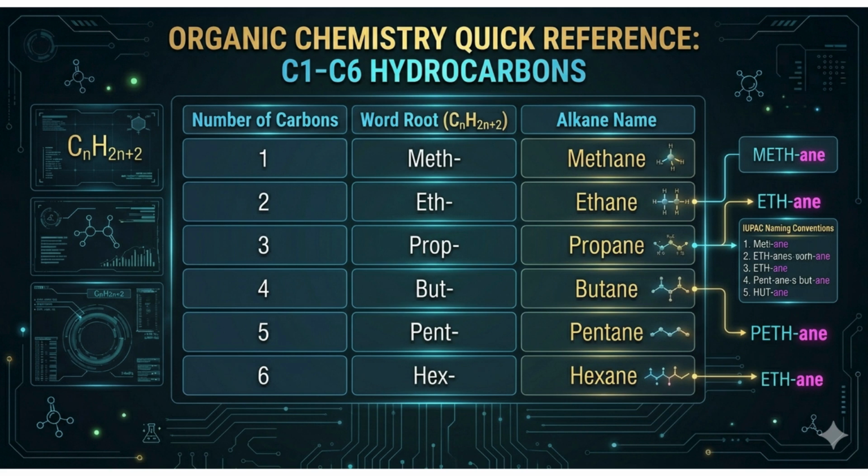On the right side of the screen, you'll see the IUPAC naming conventions. Notice the pattern. We take that specific word root like meth, eth, or prop and simply add the suffix -ane to the end. This root plus suffix combination is the foundation of every alkane name you will ever write. Keep this chart handy. Whether you are appearing for Class 11 exams or preparing for the GPAT, these 6 roots are the ones you will use most often.